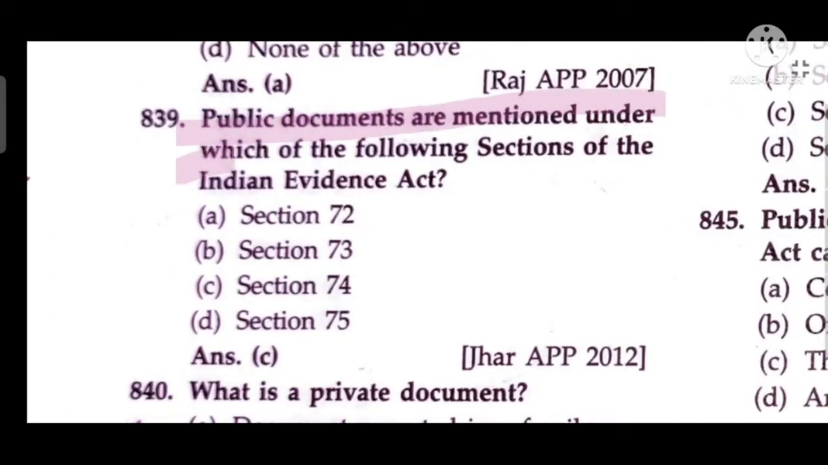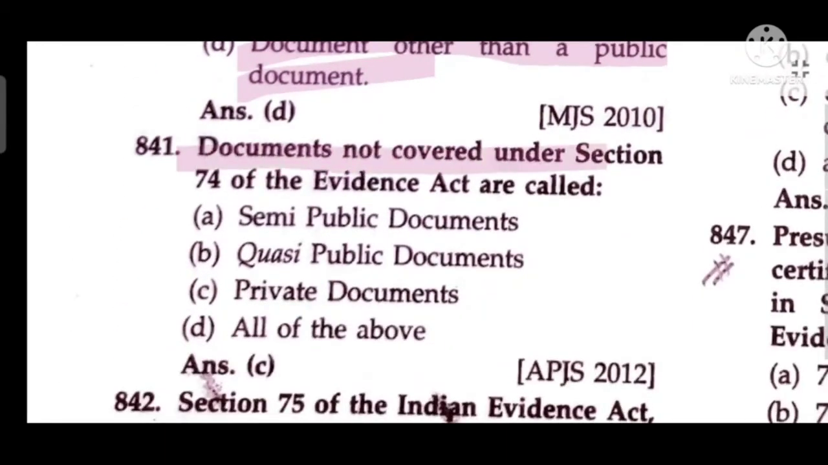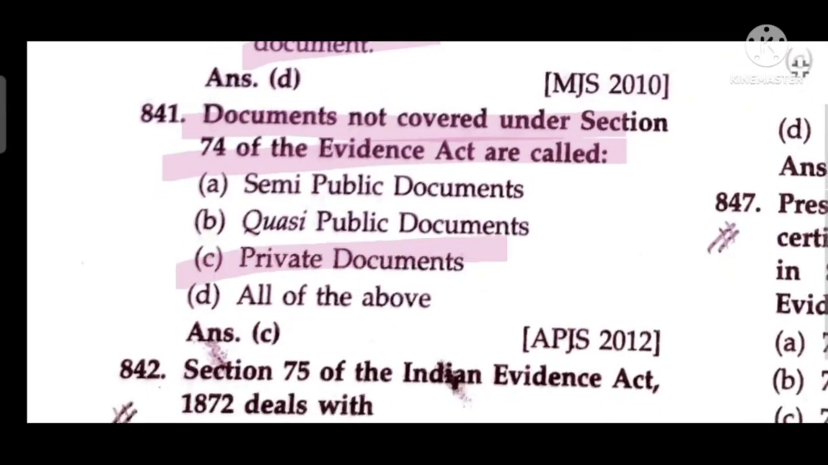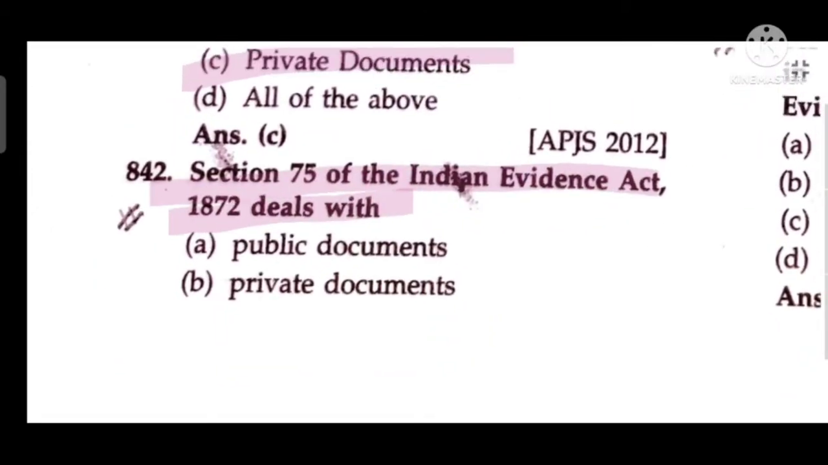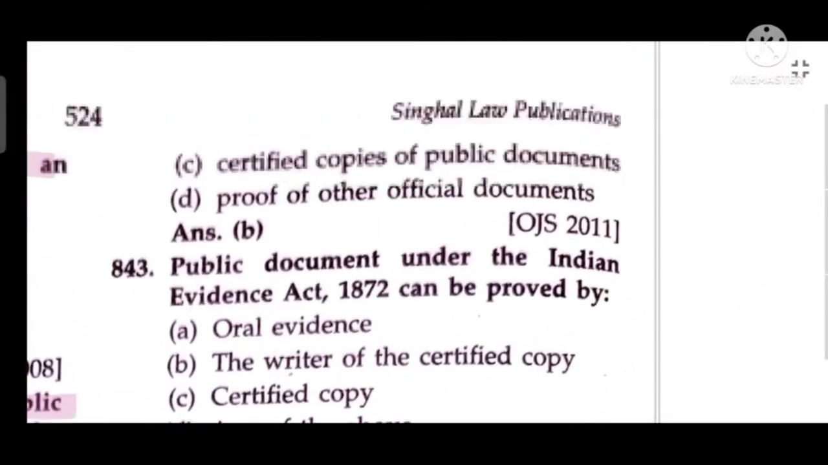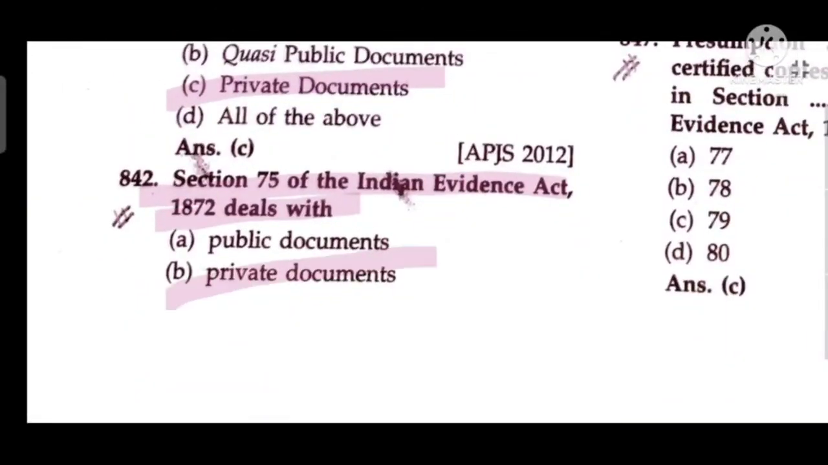Public documents are mentioned under which section of the Indian Evidence Act? Section 74. What is a private document? Document other than a public document. A document not covered under Section 74 of the Indian Evidence Act is a private document. Section 75 of the Indian Evidence Act 1872 deals with private document.